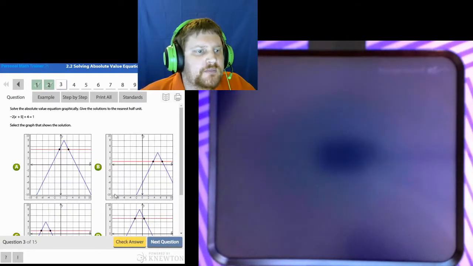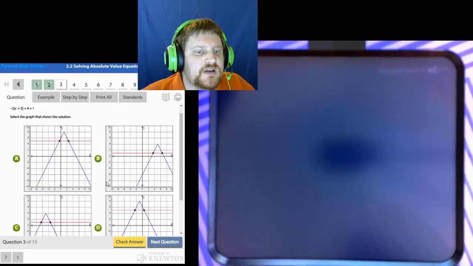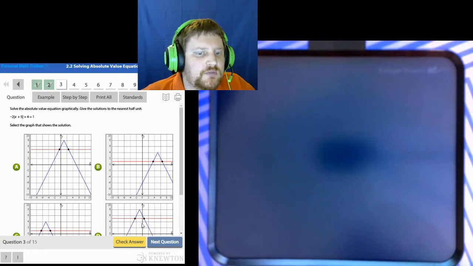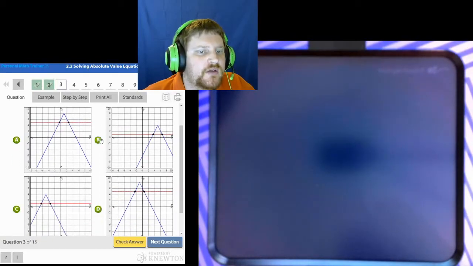Alright, number 3. Same exact thing. We do know that the graph is opening down, but all 4 of them open down. We're looking for a graph that has been moved 5 to the left and 4 up, equals 1, which means the red bar has to be at 1. So this red bar is at 5, so it's not A, could be B, could be C, not D. So it's either B or C.